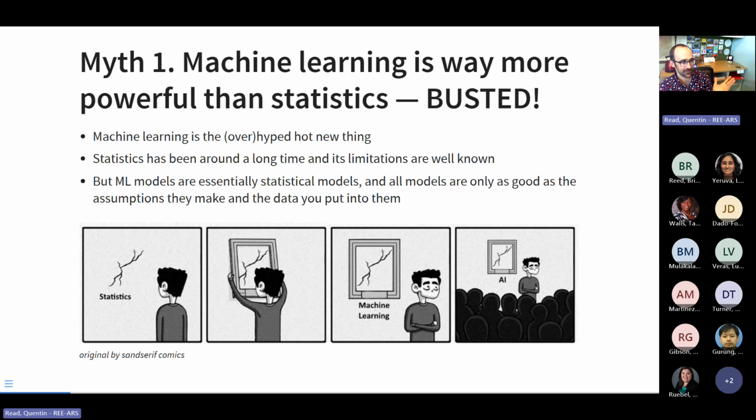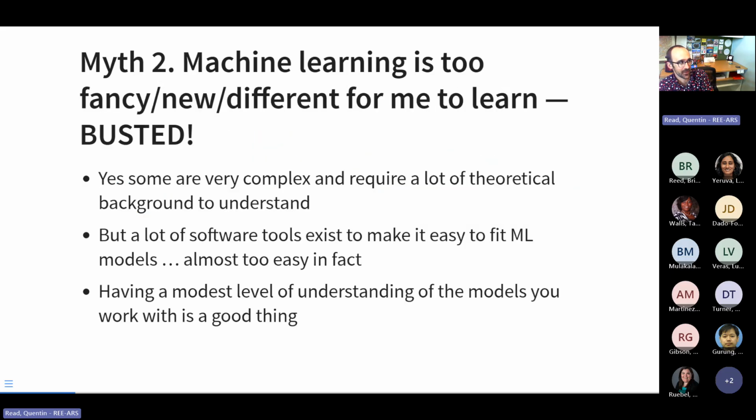And yeah, basically, it's not like machine learning is some powerful new thing that's different or better than statistics. Machine learning models are statistical models, and all models, no matter how fancy they are, whether it's fitting a line to some points or a neural network with millions of parameters like ChatGPT, are only as good as the assumptions they make and the data you put into them. Garbage in, garbage out, or good data in, good output out, right? It's no different with machine learning than anything else. So there's no need to be scared of it.